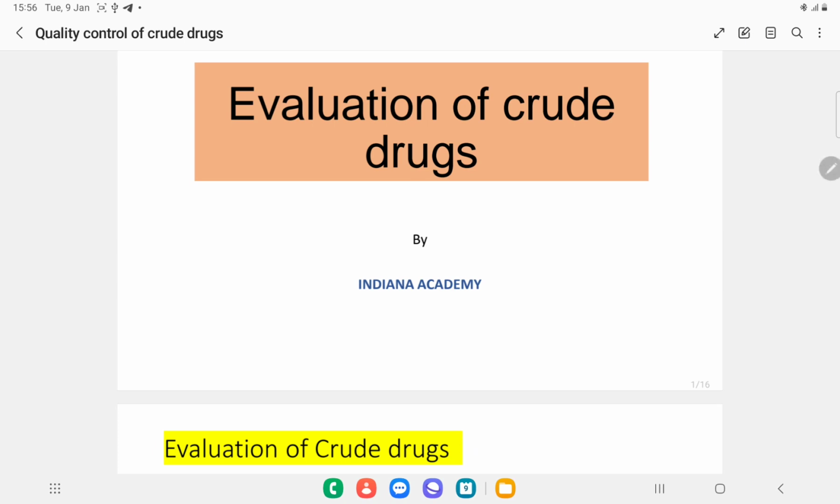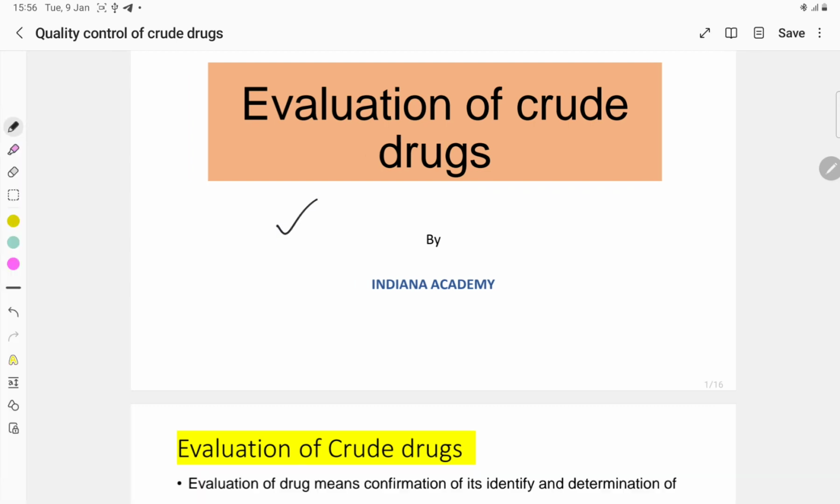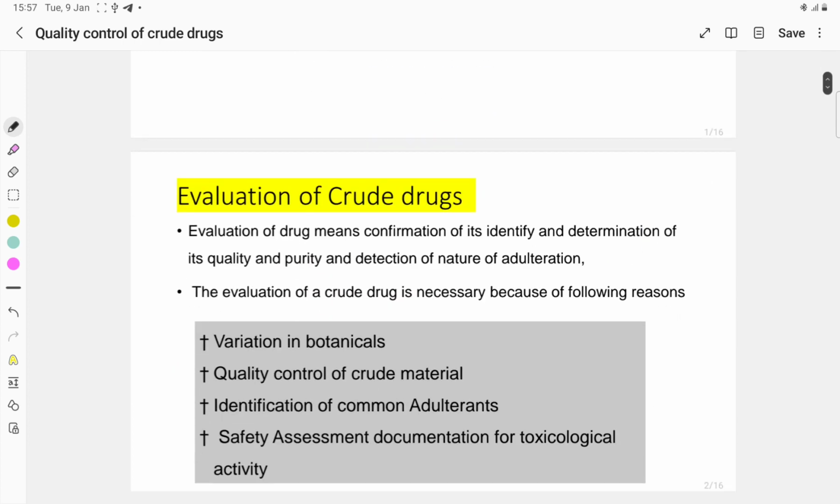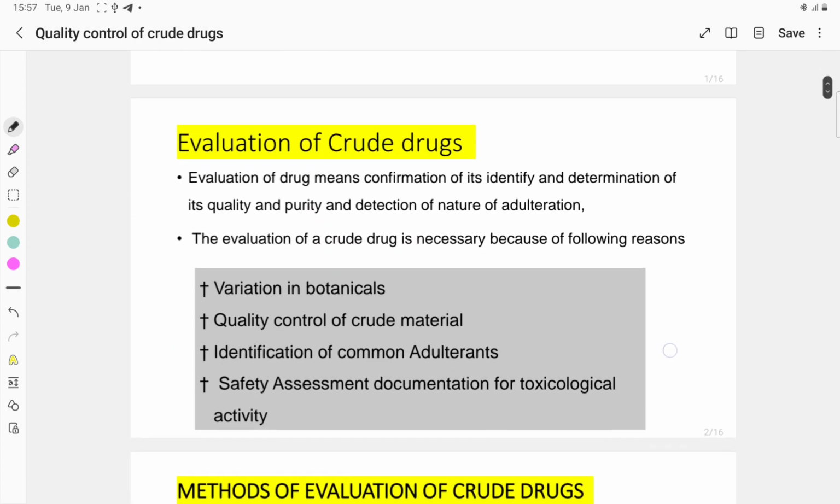Hello students. Today we will discuss a new chapter, and that is evaluation of crude drugs. It is very important from the exam point of view, as well as for different competitive examinations. Even if somebody is preparing for the GPAT, pharmacist examinations or any drug research examination, you may expect some questions from this section. So first we'll discuss what is the meaning of evaluation of crude drugs.